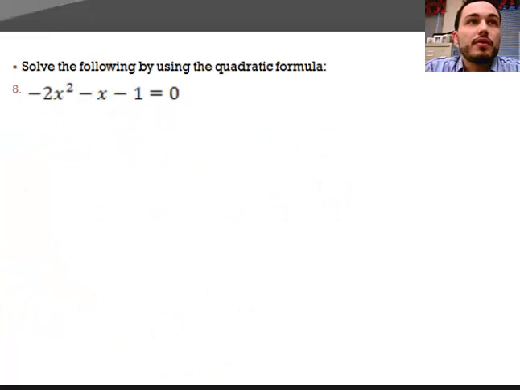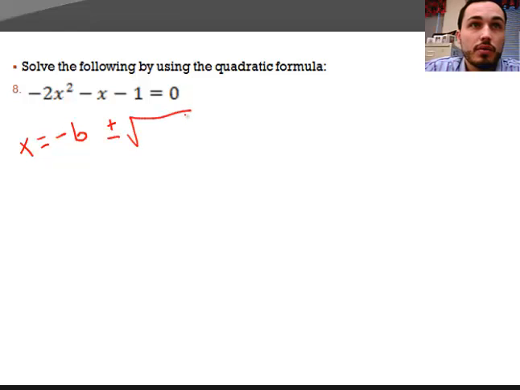Solve using the quadratic formula. Quadratic formula will not be on your test, so make sure that you remember your quadratic formula, which is x equals -b plus or minus the square root of b squared minus 4ac, all over 2a.